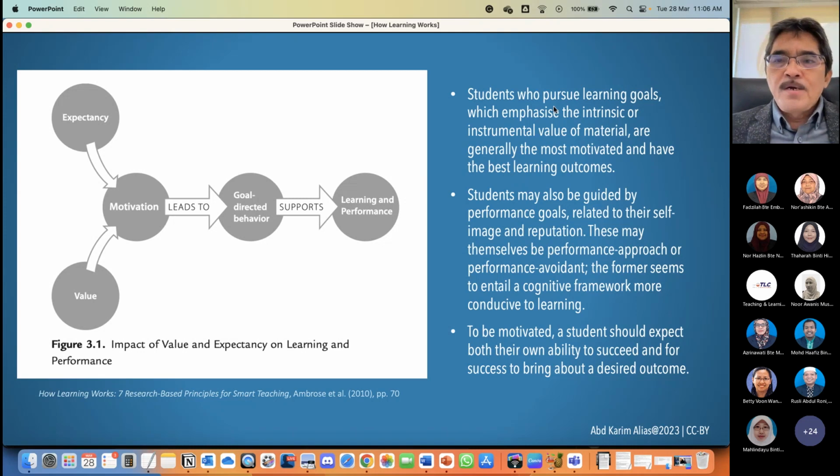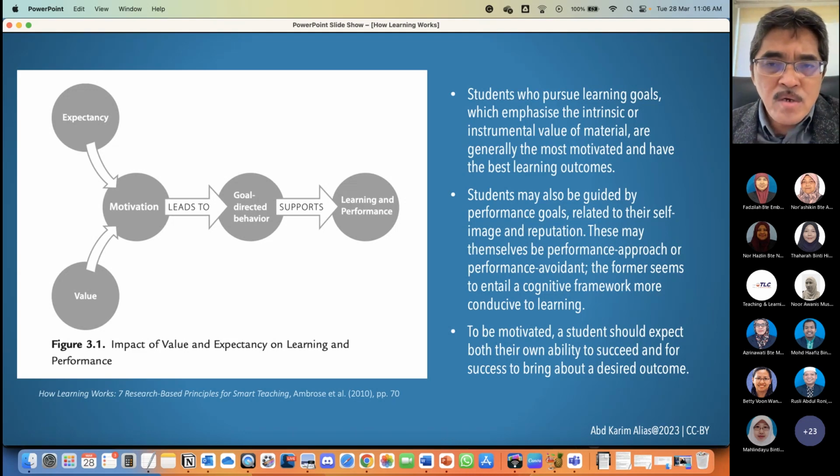Kita baca dulu. Students who pursue learning goals which emphasize the intrinsic or instrumental value of material are generally the most motivated and have the best learning outcomes. This kind of student yang kita panggil self-directed learners ataupun self-regulated learners. Student yang appreciate the value of the course. Dia tahu it's good for me to learn this course. It is very relevant to my degree, relevant to my life.